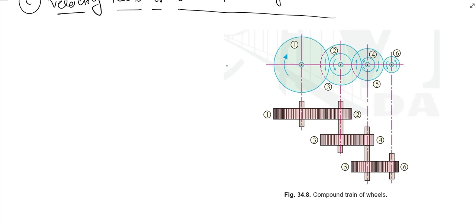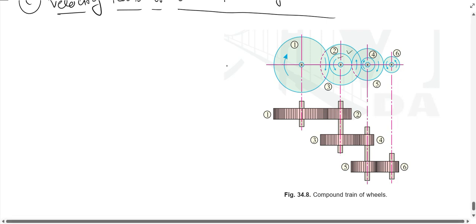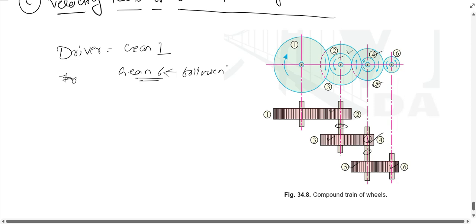So this is gear 1 and this is gear 2 and gear 3. These two gears are mounted over a single shaft, and another two gears, gear 4 and gear 5, are mounted over another shaft. This is gear 4, this is gear 5, and this is gear 6. For us, gear 1 is the driver, and finally we are getting output at gear 6. So the final gear is gear 6. It is also a follower. So apart from gear 6, gears 2, 3, 4, 5 are also followers.